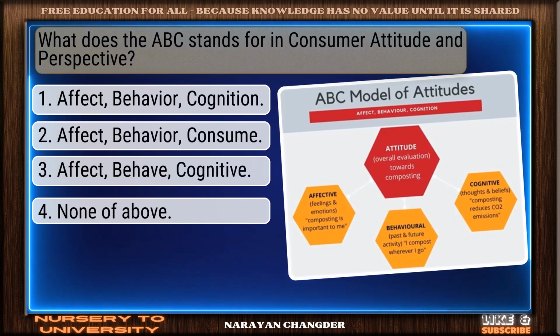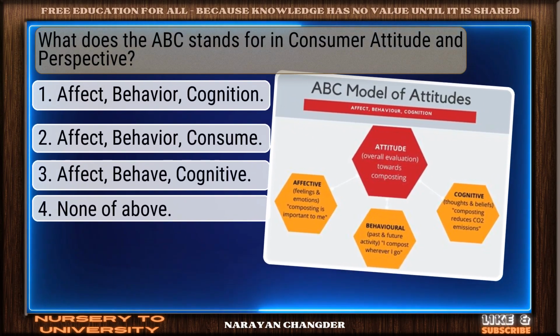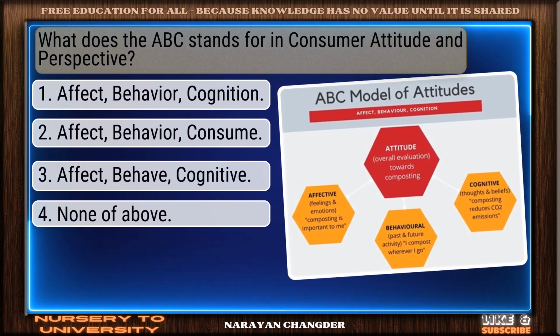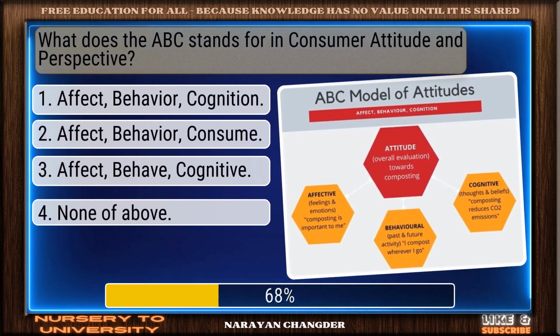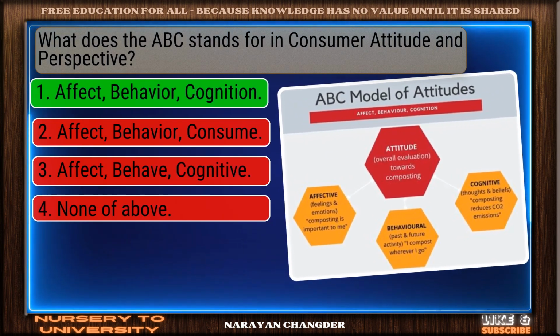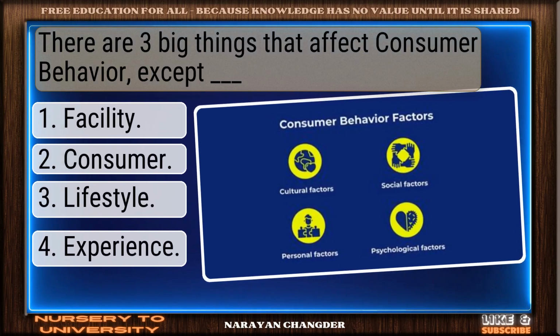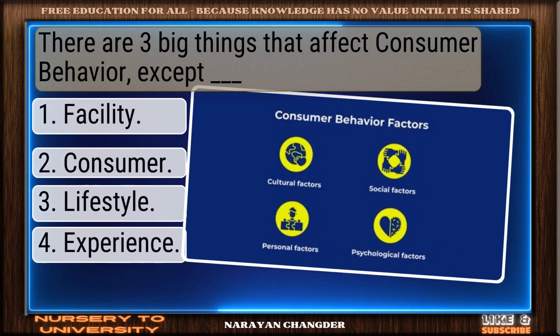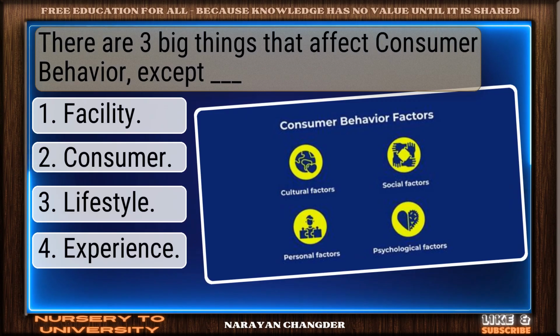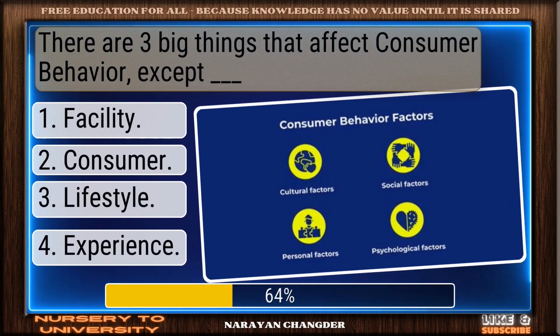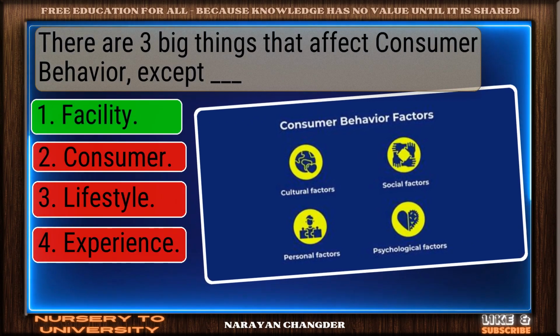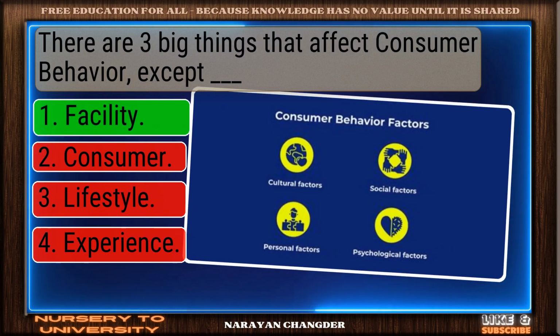What does the ABC stand for in consumer attitude and perspective? Valid point. Affect behavior cognition is true. There are 3 big things that affect consumer behavior, except dash. You chose facility, and it is correct.